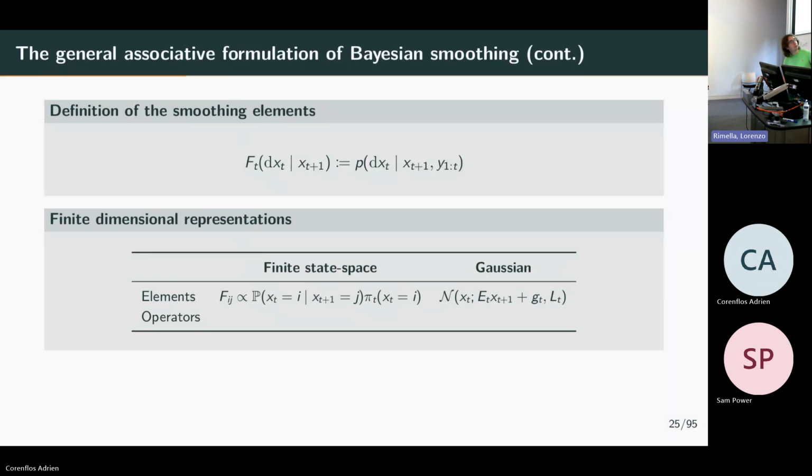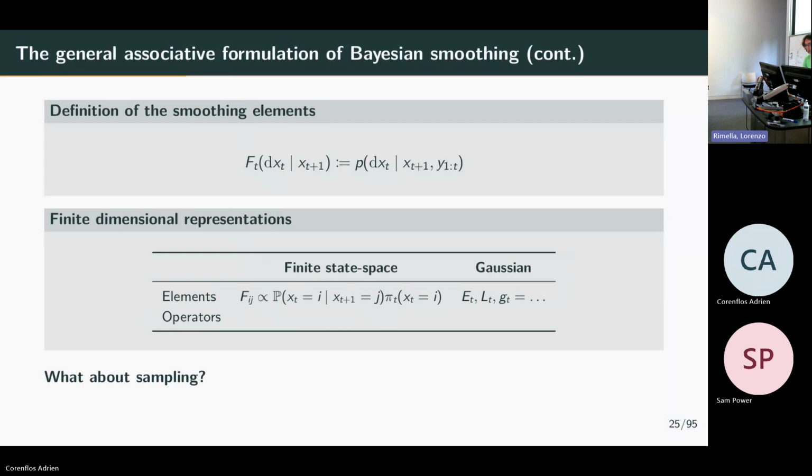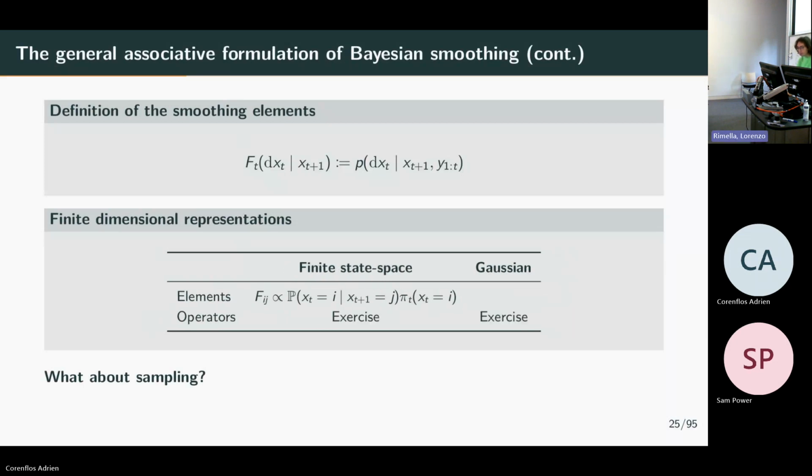So I know the filtering distribution at time t, and then I just need to compute the reversed transition matrices that correspond to going backwards in time. The operators, yeah. It's just like the integral. You can just write it down for the finite state space. It's just a sum. And in the Gaussian case, you're just composing Gaussian kernels, which corresponds to affine transformations of Gaussians. So it's something you can compute.